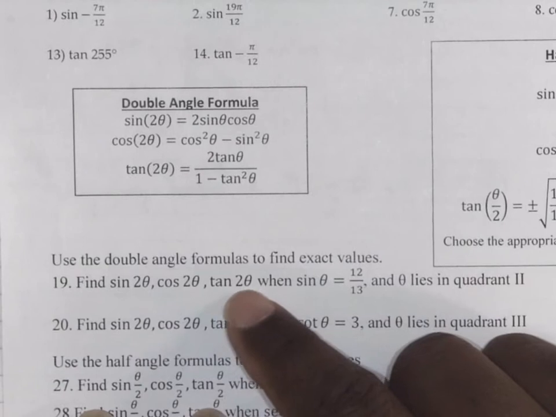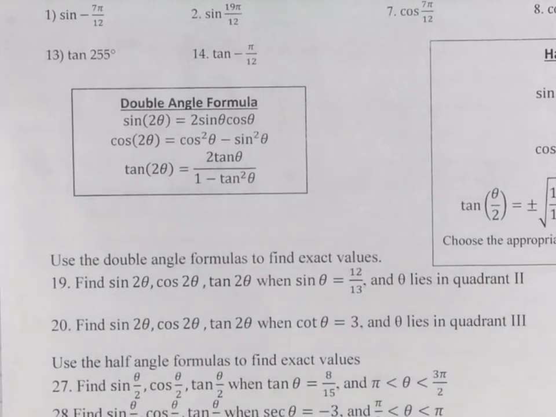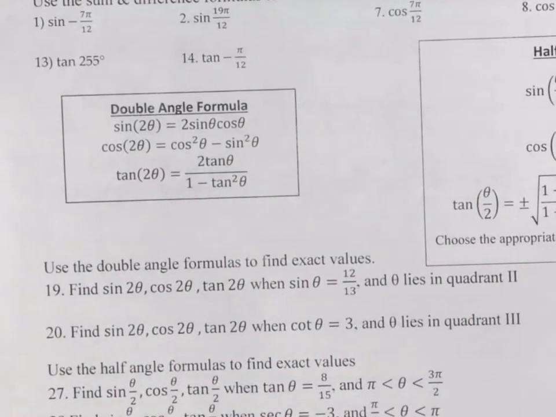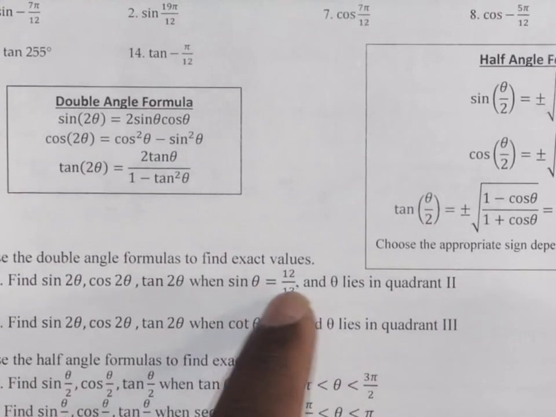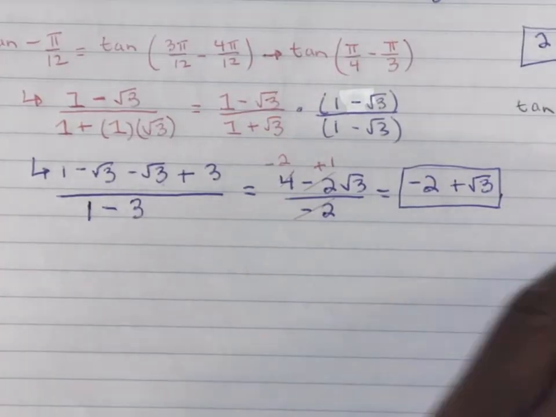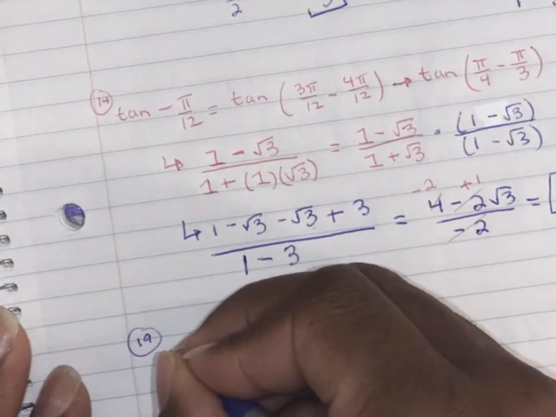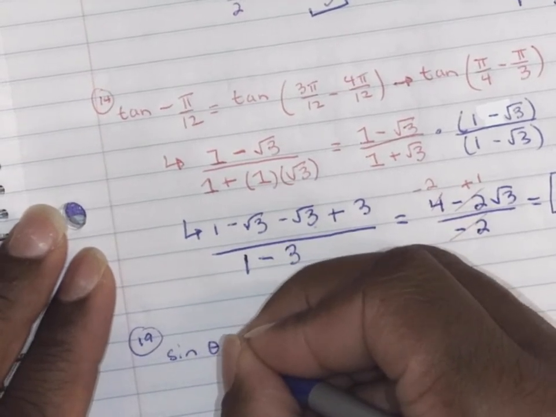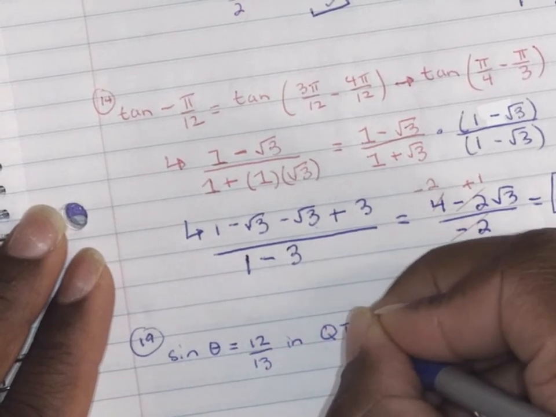And in this case, I'm just given a situation. So I want to make sense of this situation. I'll use the trig ratios that I get from this situation to substitute into the formulas here. So let me deal with this right here. I'm gonna draw an angle in the second quadrant, and I'm gonna use what I know about sine to do this angle. So to get me started, this is number 19. We got sine of theta equals 12 over 13 in quadrant 2.